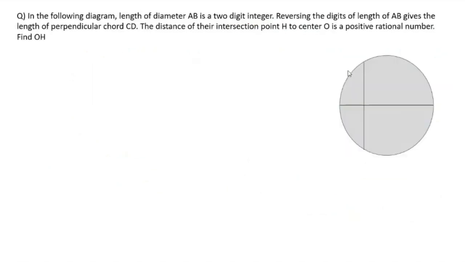Okay. In the following diagram, find the length of AB. This is a reversing radius question, giving the length of a particular chord. Now let's just do this at the end.